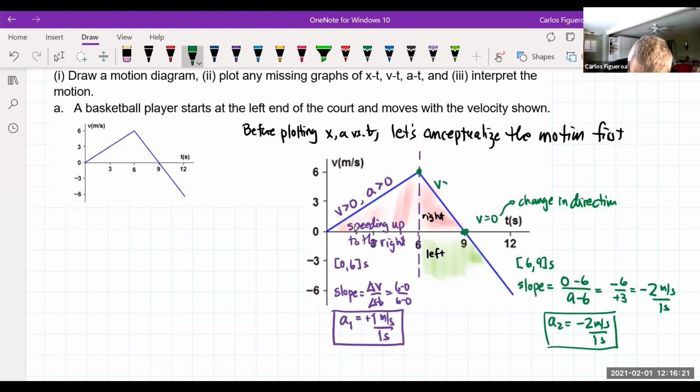The velocity is positive, but the acceleration is negative. In the second half, my velocity is negative and my acceleration is negative. So you're seeing that after 9 seconds, I am speeding up. So picture-wise, just from this graph, what am I seeing here? Okay, so let's draw a motion diagram.